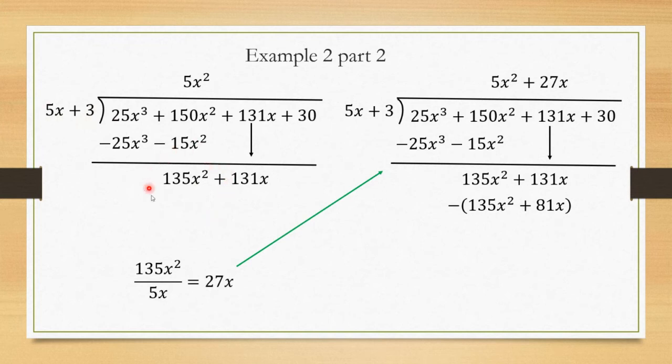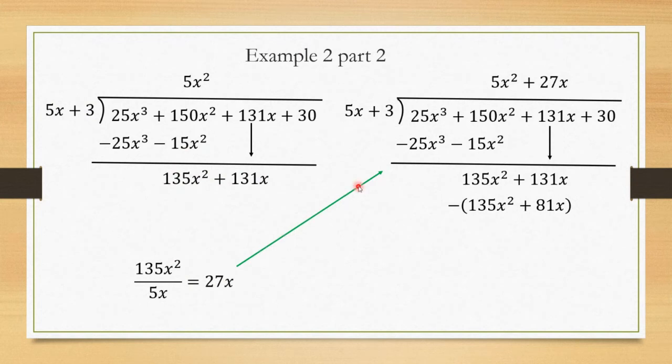You only stop when the difference has degree less than the degree of the divisor, or when the difference is 0. So in this case, we have neither of those two, so we keep going. Now what we do is we divide the leading term of this by the leading term of the divisor. So we have 135x squared divided by 5x, as you can see. Doing so, you get 27 times x.